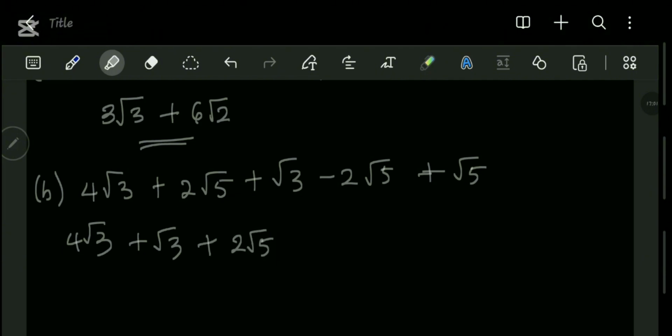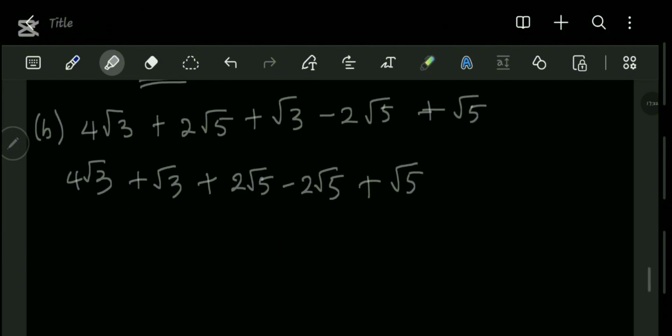2 surd 5 minus 2 surd 5, then plus surd 5. If you notice, I collected what has the same surd together. This surd 3, this surd 3, I brought them together. Then 2 surd 5, then minus 2 surd 5 plus surd 5, I brought them together as well. So for this one now, this is going to be 4 plus 1. That's going to give me 5 surd 3. That's for these two. Then all these ones are like, because surd 5 is common, right? So I'm just adding the coefficients, and then 2 minus 2 is 0, so this is gone, and 0 plus 1 is 1, so I'm having plus 1 surd 5.